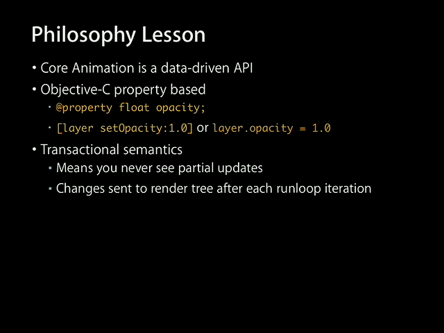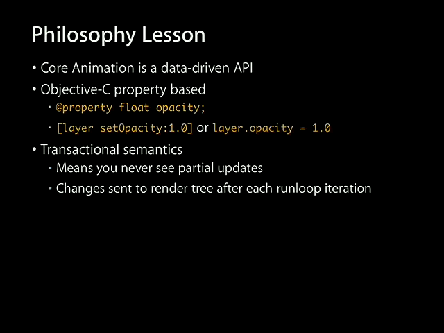And so we take a lot of advantage from the new Objective-C features. All of the APIs are defined in terms of Objective-C properties. This gives you some nice things in terms of subclassing, but mainly you get the nice dot syntax, which we all love. And then because it's a data model, we have to define what this means in terms of getting the changes to the screen.